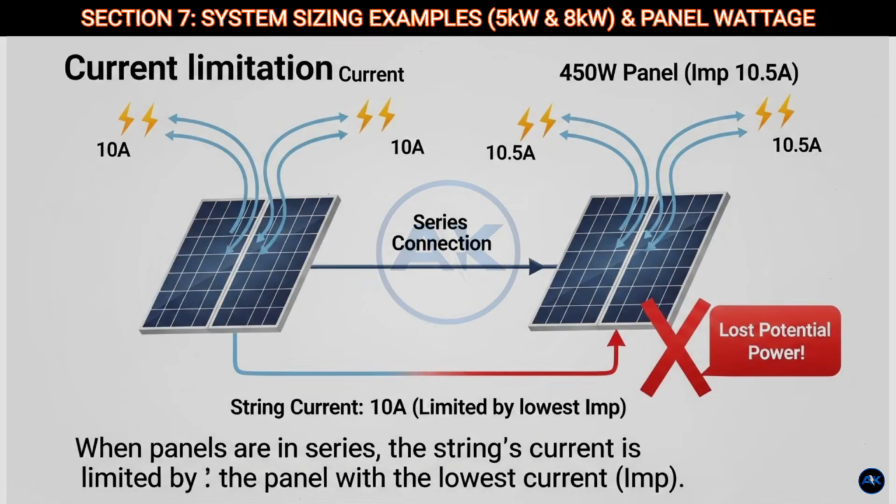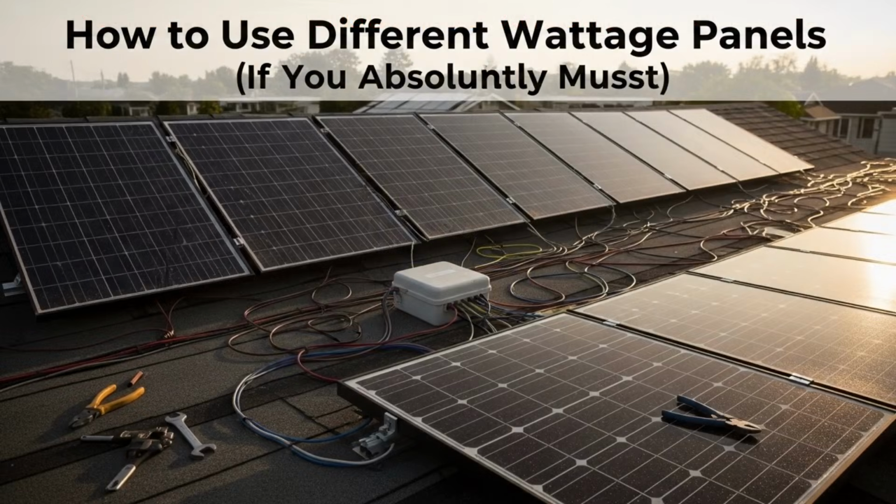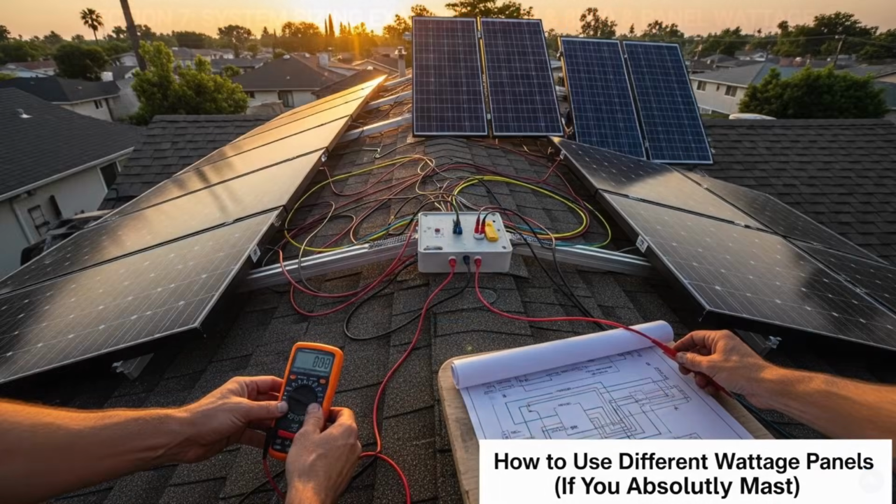Even worse, if there's a significant voltage mismatch, the higher voltage panel might try to force current through the lower voltage panel, creating hotspots and potentially damaging the weaker panel over time. How to use different wattage panels if you absolutely must?